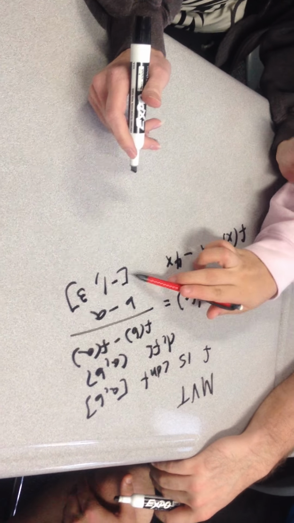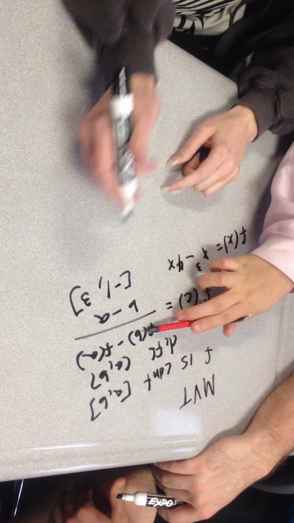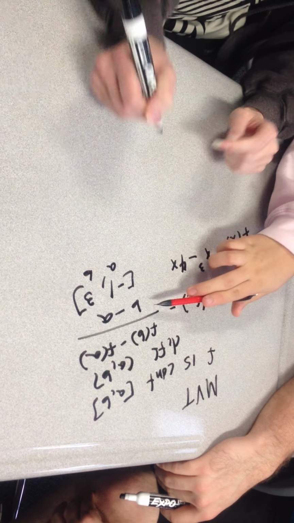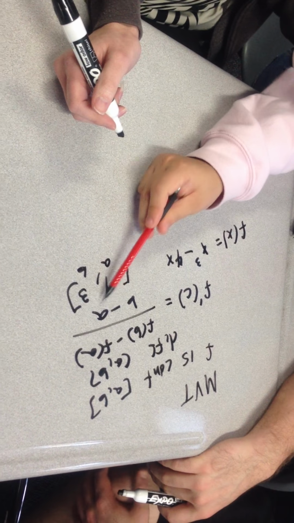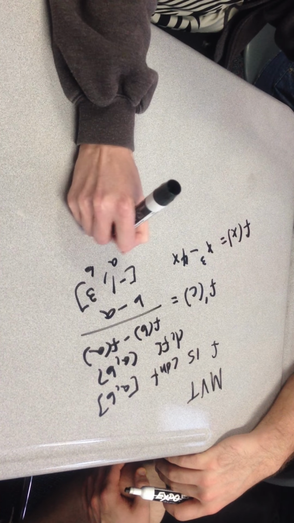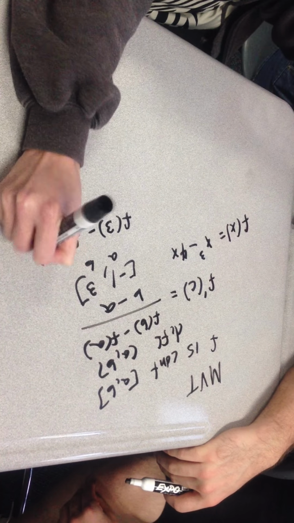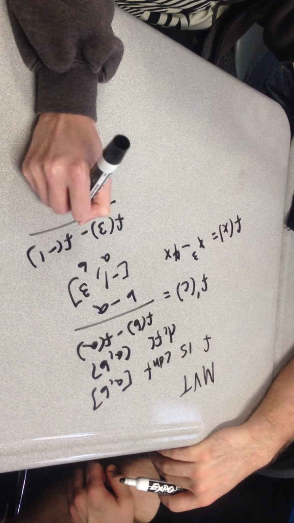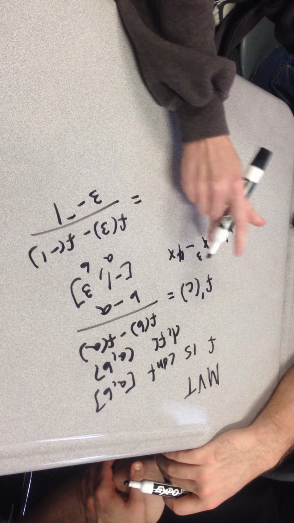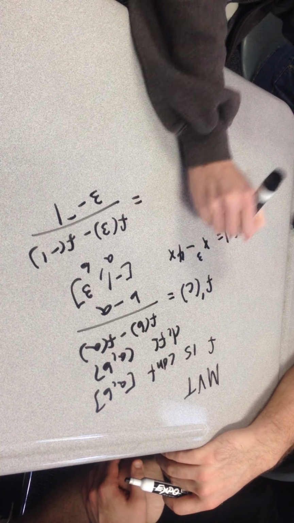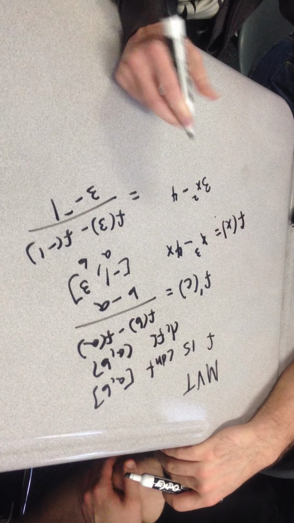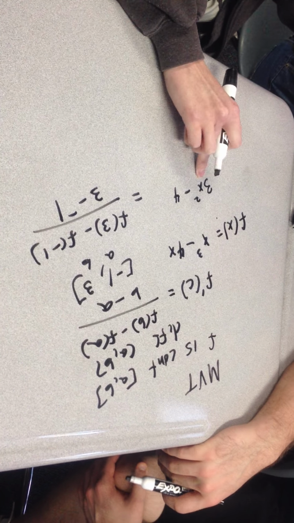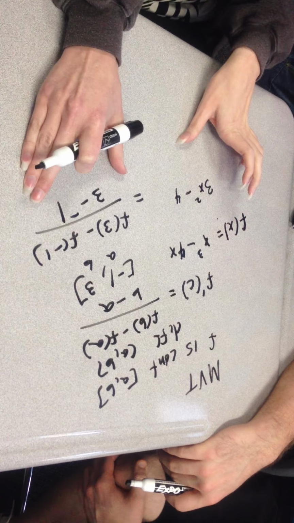You just have to plug these in, right? This is A and that's B, and then you plug it in. So I mean 3 minus -1. So we have f of 3 minus f of -1 over 3 minus -1. That equals our derivative, so that would be 3x squared minus 4. Okay, so you're looking for the value that makes them equivalent.